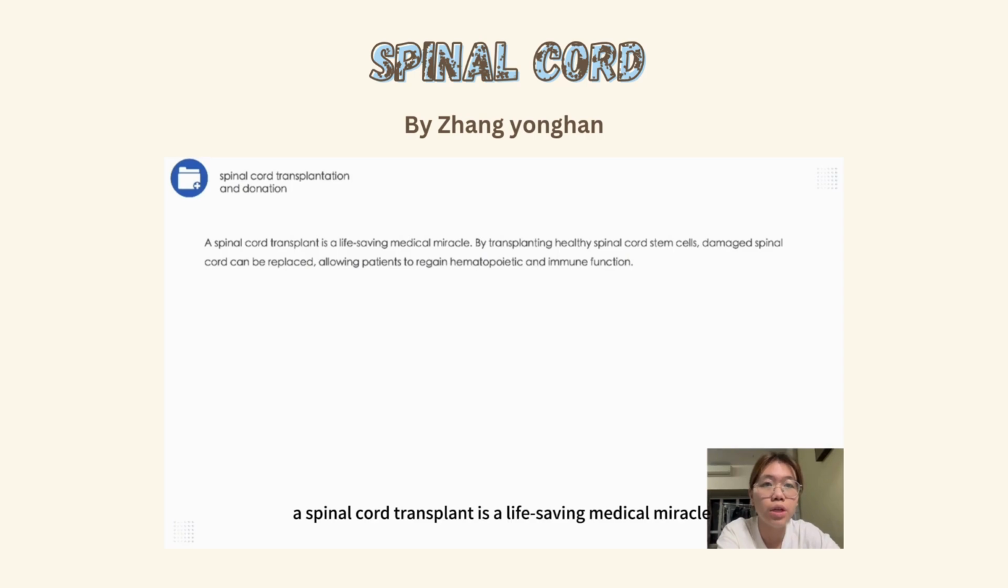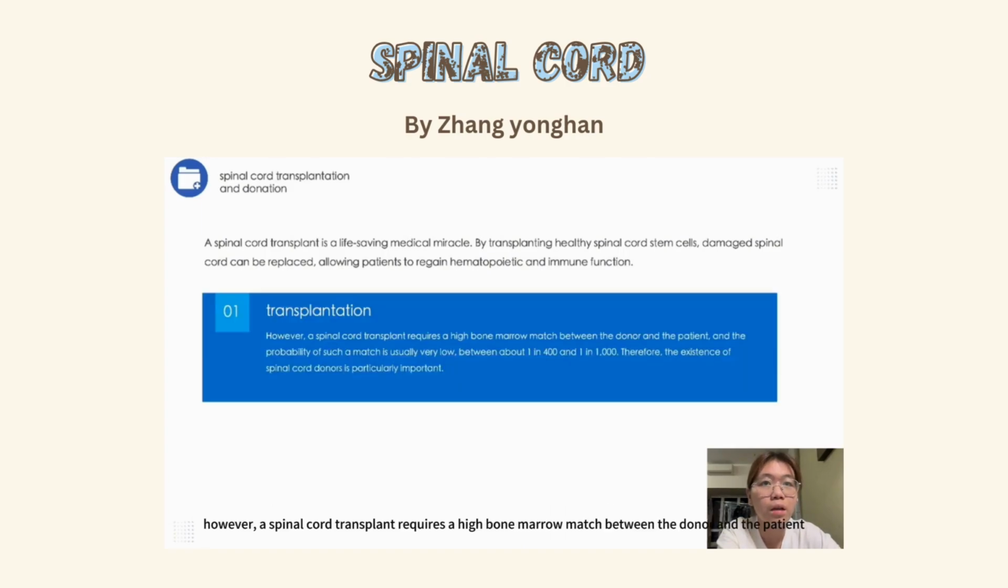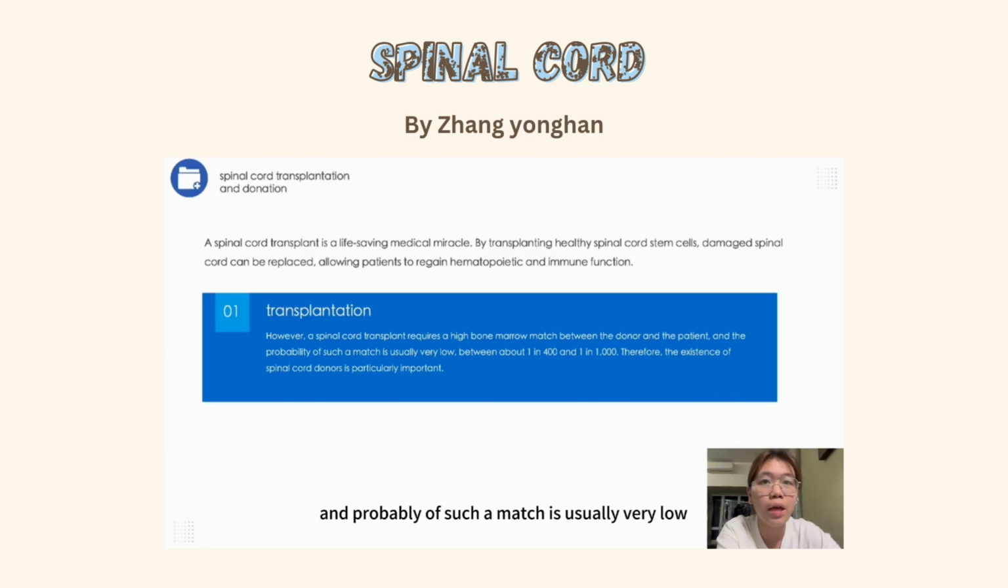A spinal cord transplant is a life-saving medical miracle. By transplanting healthy spinal cord stem cells, damaged spinal cord can be replaced, allowing patients to regain hematopoietic and immune function. However, a spinal cord transplant requires a high bone marrow match between the donor and the patient, and the probability of such a match is usually very low, between about 1 in 400 and 1 in 1000.